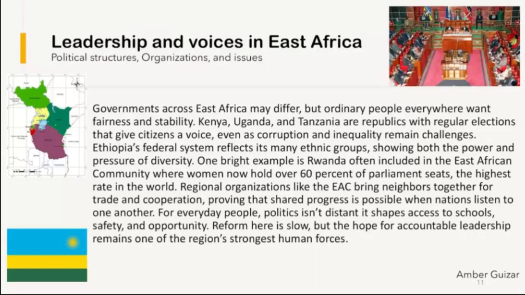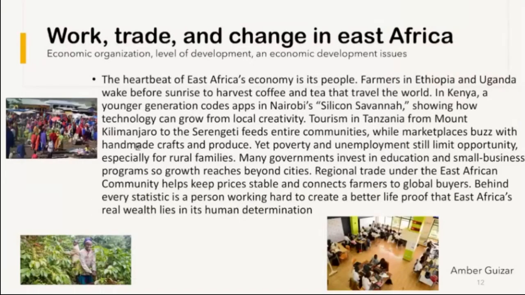I provided a picture of the East African map and the Rwandan flag, and on the top right is the East African Parliament. And now I'm going to be talking about work, trade, and change in East Africa. So economic organization, level of development, and economic development issues.